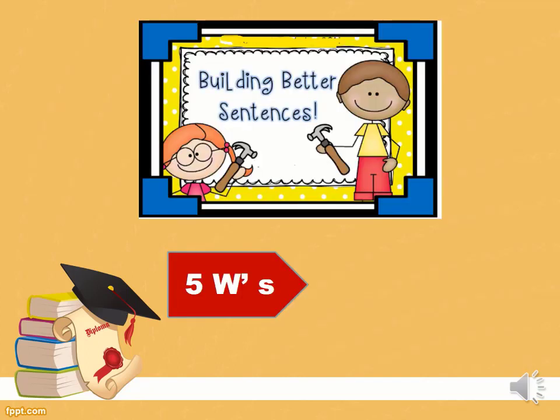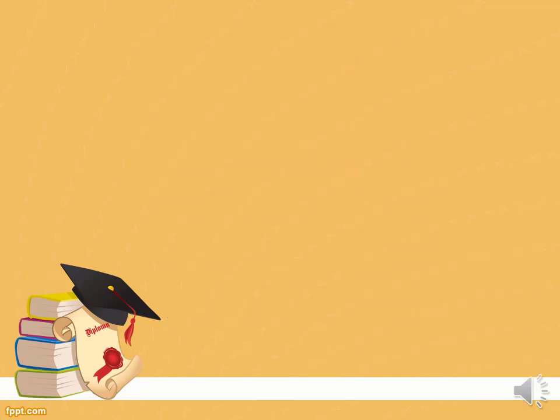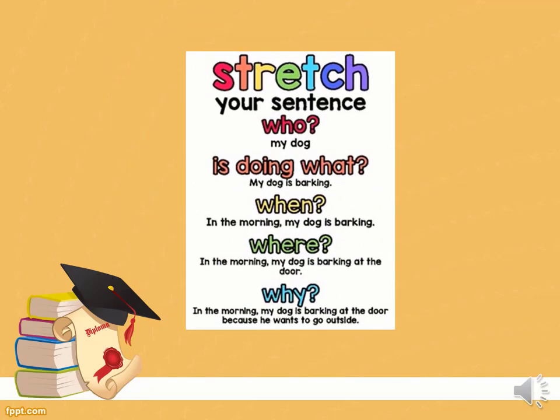Children, you can form a longer and more interesting sentence by adding a question word phrase to the end of your action word. The words we use to ask questions are who, what, when, where and why. Stretch your sentence. If I give you a word, dog, and I ask you to make a sentence, you might say, my dog is barking.